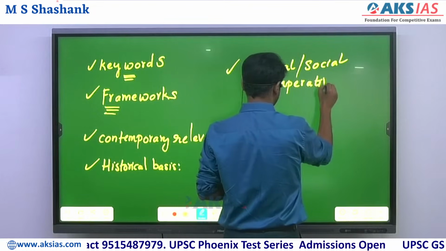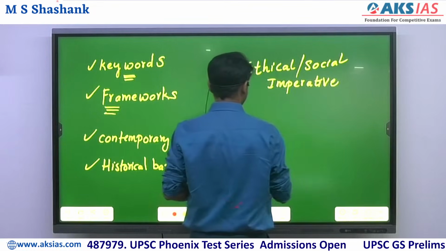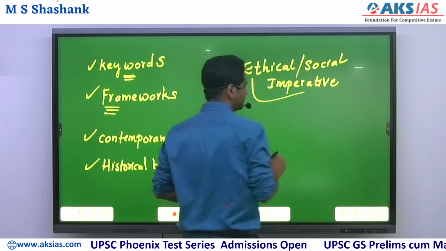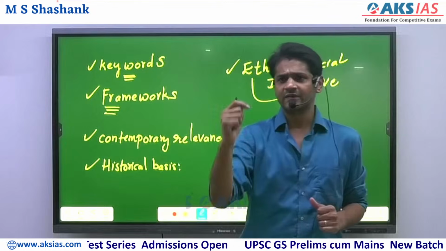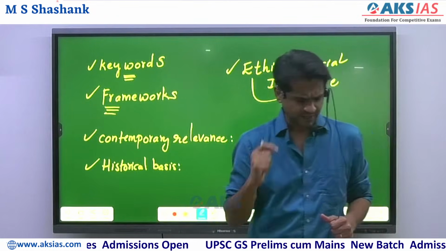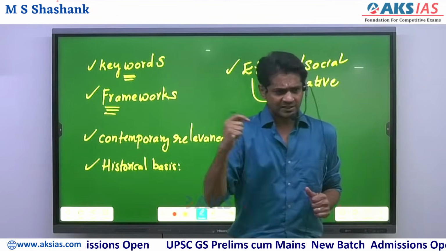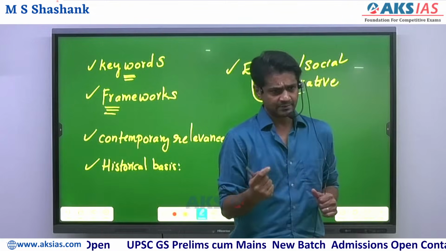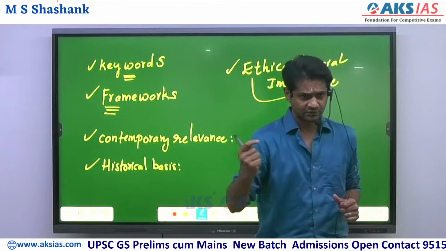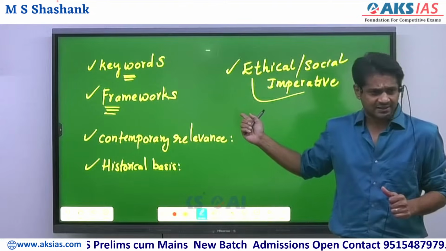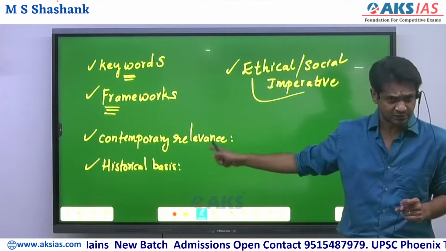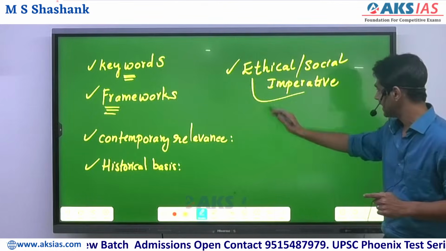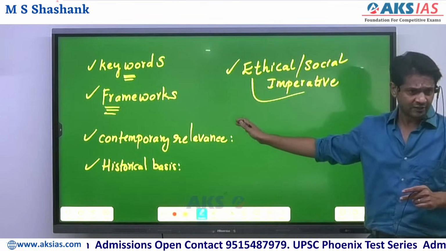I'll try to explain what exactly is this ethical or social imperative, knowing, let's say, universal basic income, or even PDS, or even minimum support price. All of these have some kind of ethical imperative, social imperative. Why is the government implementing them? Because we are preparing for the civil service examination. We are not writing an economics test. Okay, we are not writing MA economy. We are preparing for civil services. So every macroeconomic policy has an ethical, social imperative behind it.